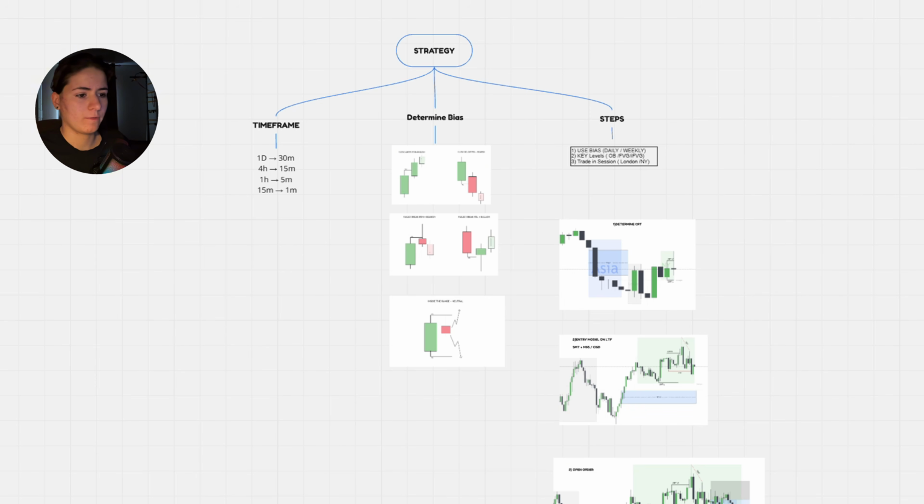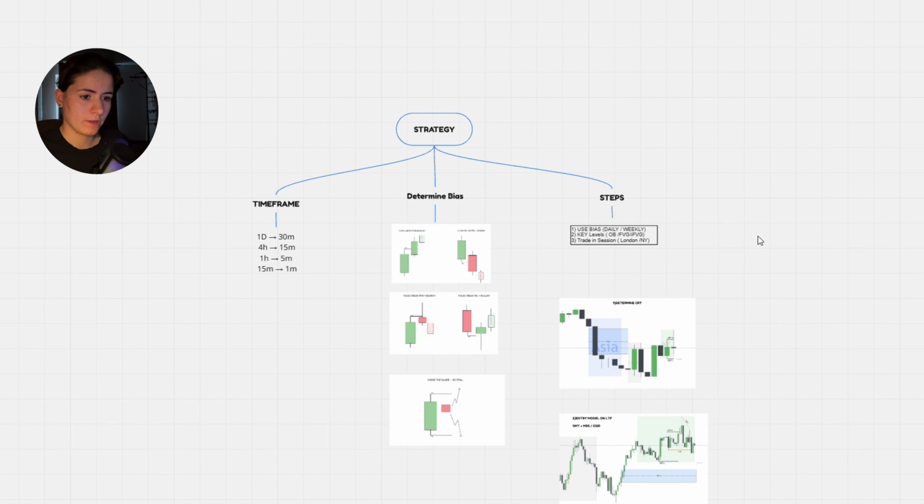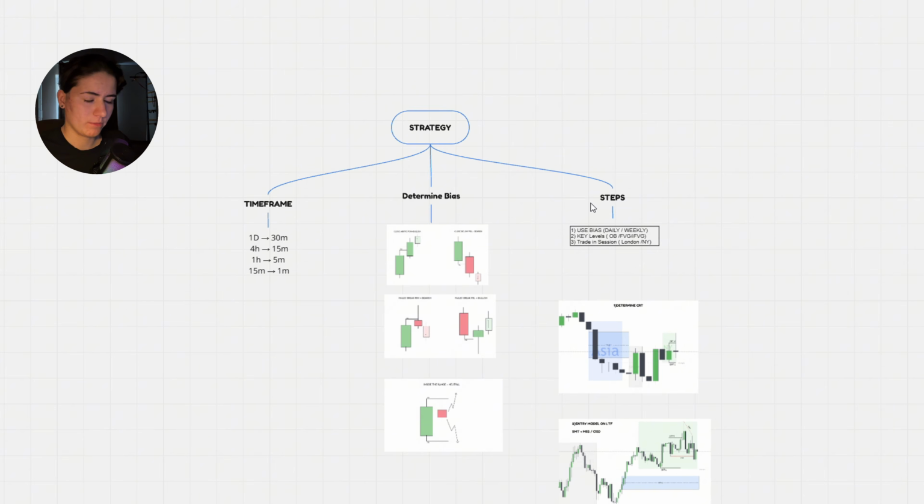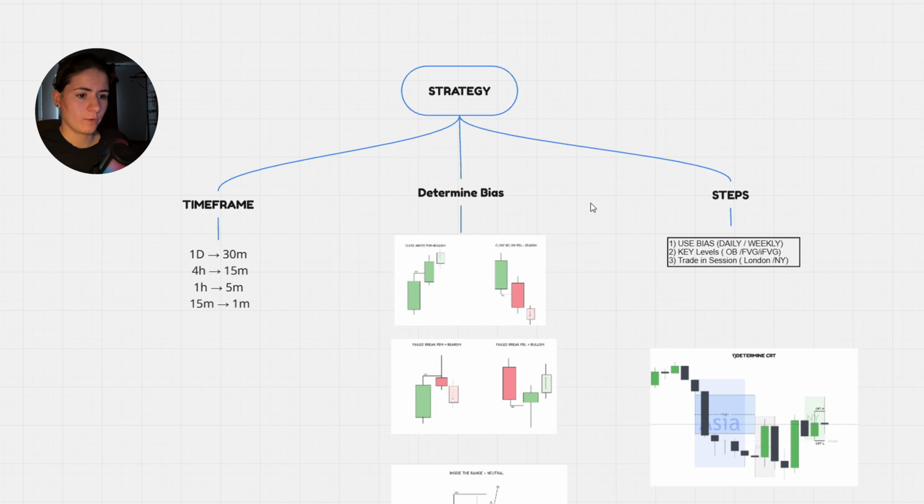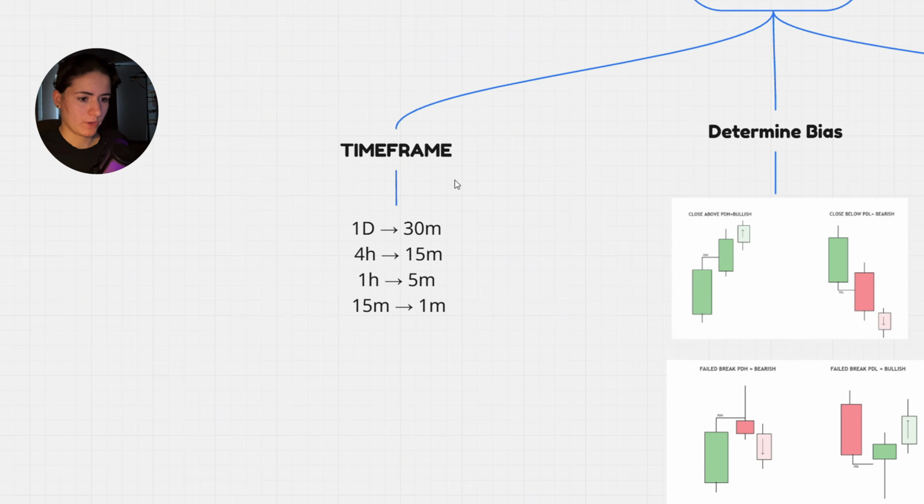Now that we have gone through all the theory, the only thing left is to understand how to actually trade it. I can show you a simple strategy that you can start using right away, but of course, with practice you will be able to achieve much more and maybe even develop your own, better one. The first thing we start with is timeframes.